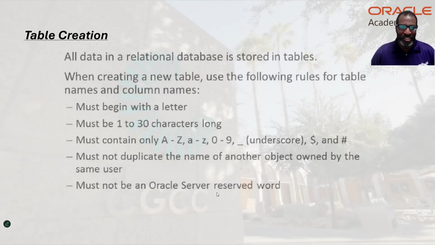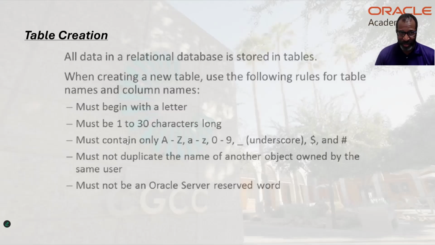All right, all data in your relational database is stored in tables. Table is the primary entity of the whole ball of wax. So as far as creation, there's certain rules for names and columns. So please take a note of these. The table name must begin with a letter, must be 1 to 30 characters long.